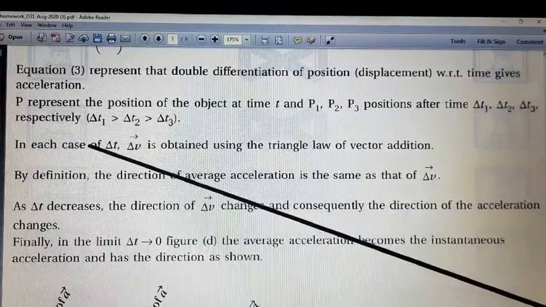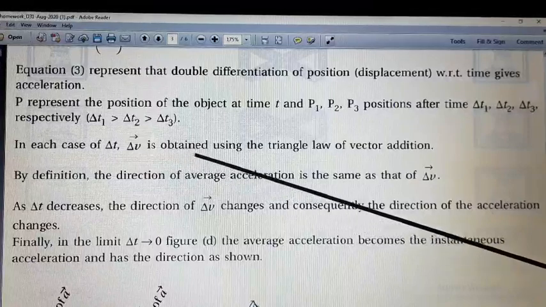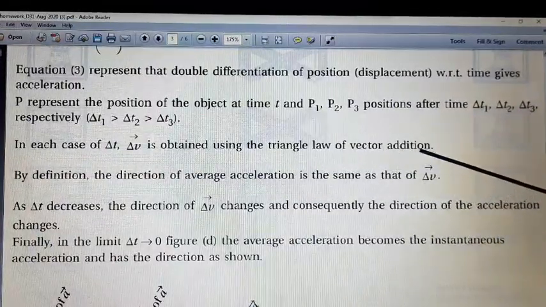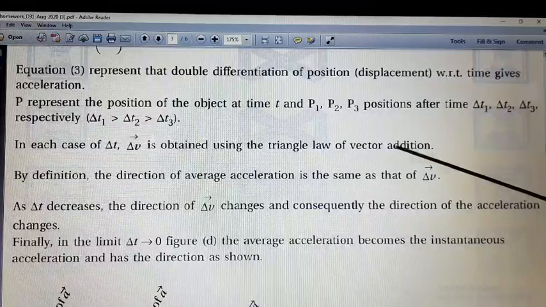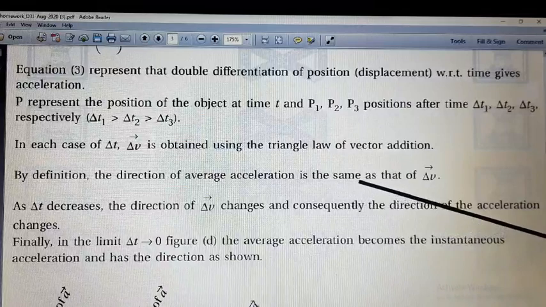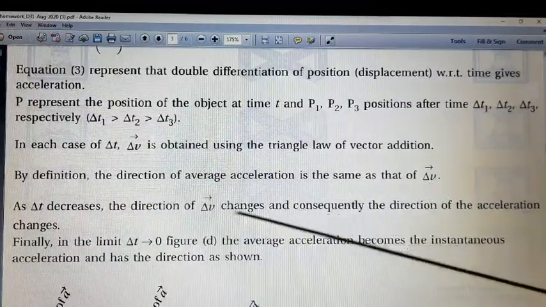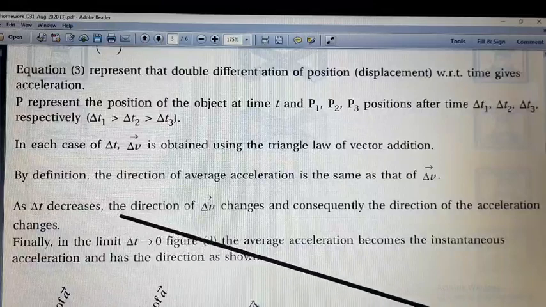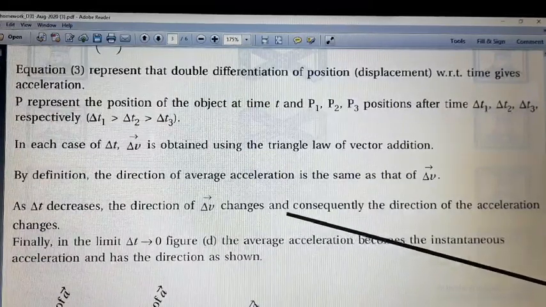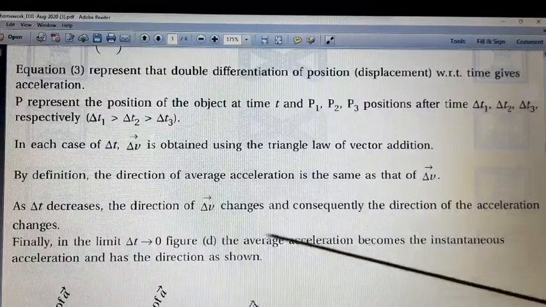In each case of delta t, delta v is obtained using the triangle law of vector addition. By definition, the direction of average acceleration is the same as that of delta v. As delta t decreases, the direction of delta v changes, and consequently the direction of the acceleration also changes.